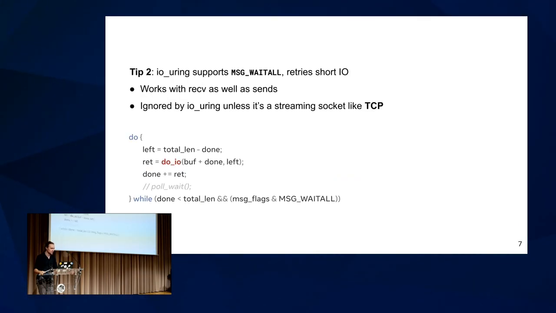And we also have support for MSG_WAITALL, some special handling in io_uring. When we would get a short IO, we would usually just return it right back to the user space. That's unless we have this MSG_WAITALL flag set. Then we will try to repeat it again, try to go back to polling, wait for more data, and then try to receive or send more data. So, should be useful.